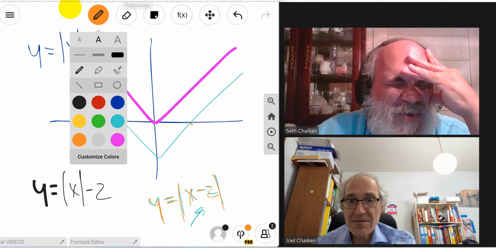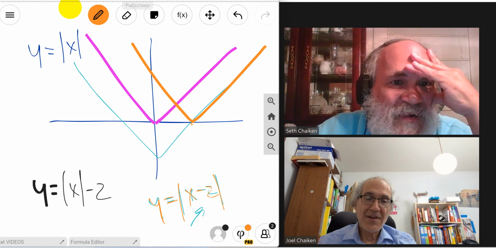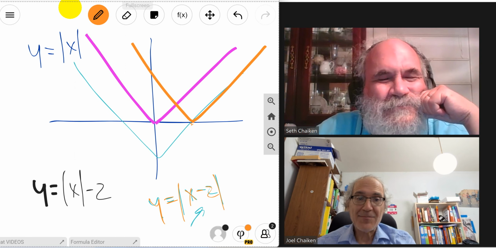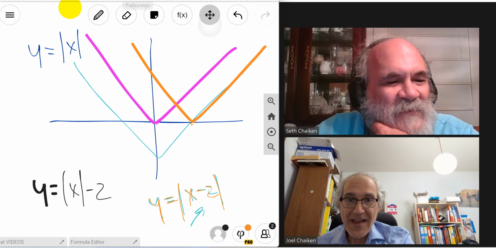Why didn't you draw it that way? Yeah, okay. There we go. Right, so that's the way it's taught. Very nice. In order to play this game, you need to know the graph of the parent functions. So this is the absolute value function.